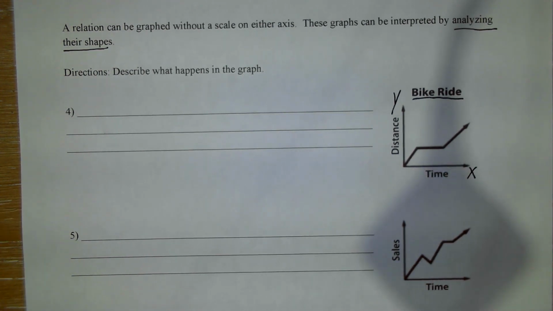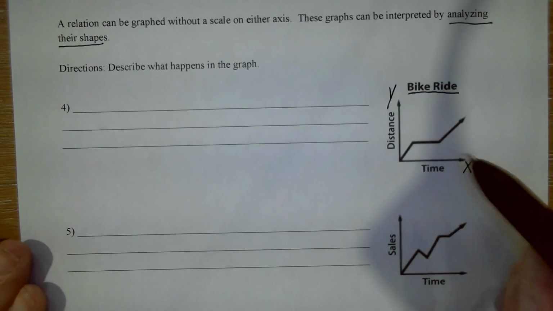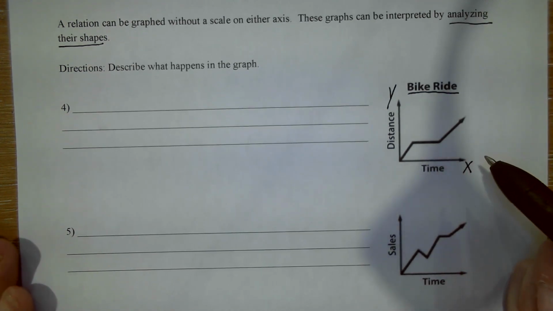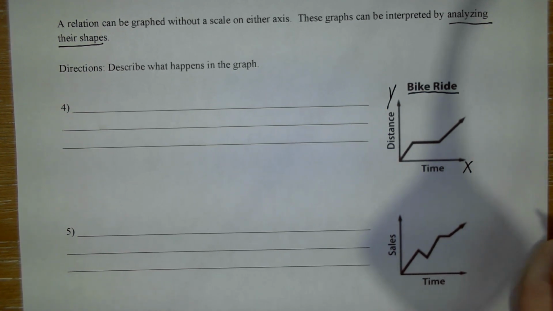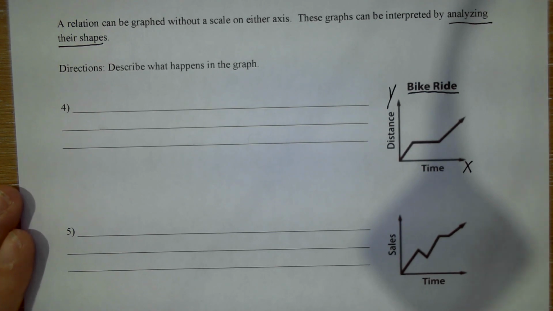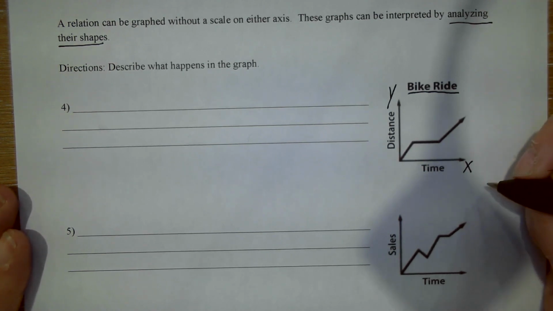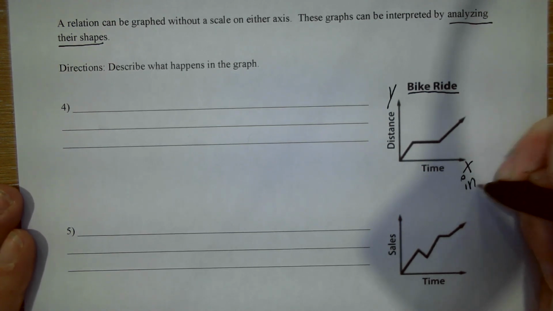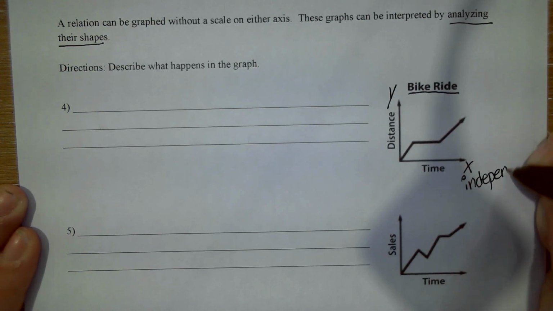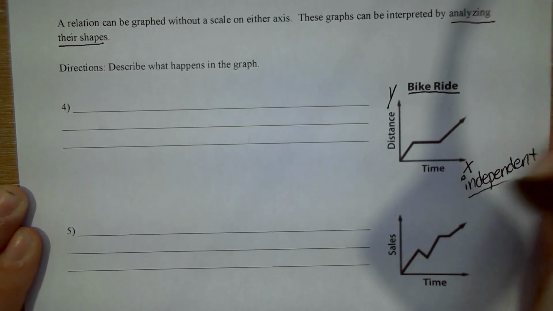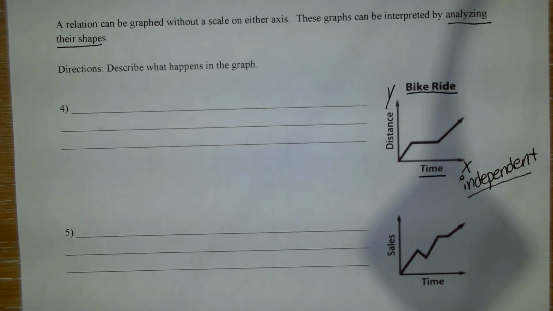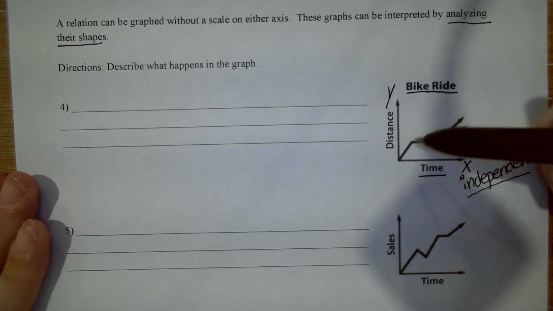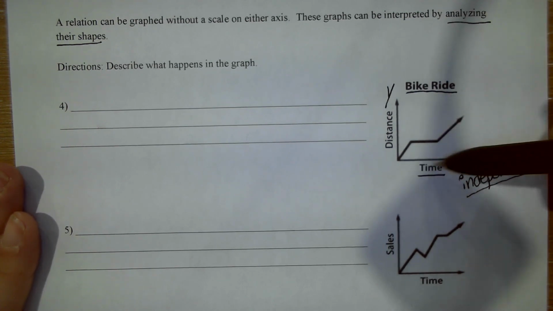Time, we haven't learned how to time travel yet. We can't go backwards with time. So time is going to increase no matter what. We can't control that. We can't change that. That's why time is always going to be on the x-axis. It is always going to be the independent variable. So time will always be independent. We cannot control it. But what we can control is the distance we're riding in that amount of time.